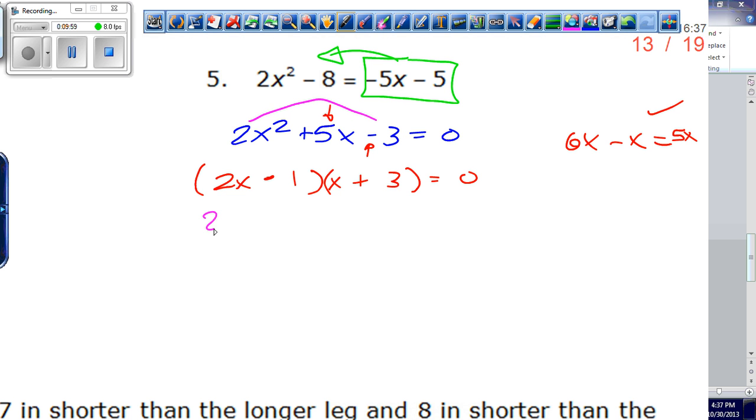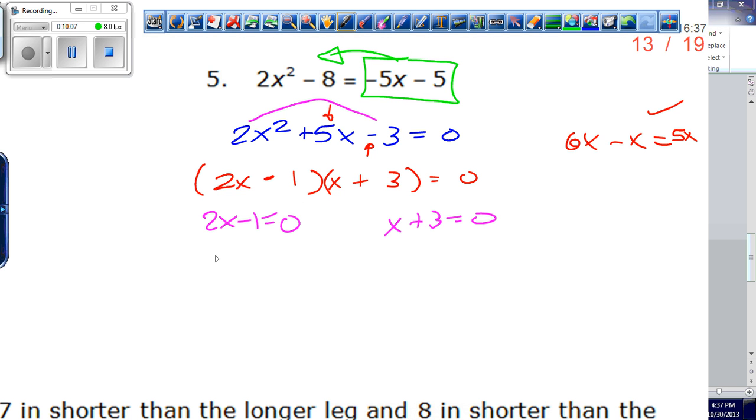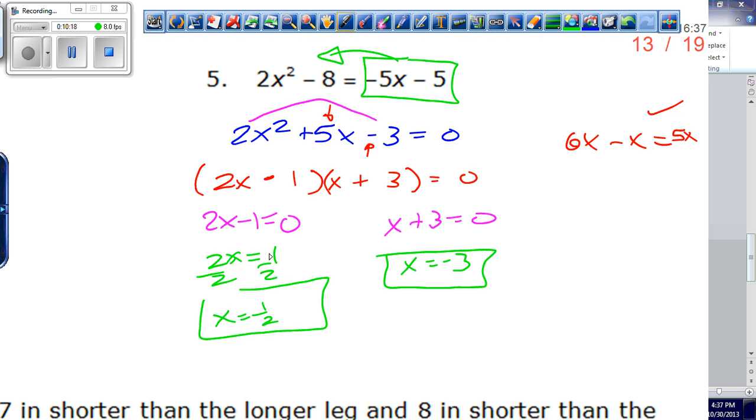The third step is to set each part equal to 0. So 2x minus 1 equals 0, and x plus 3 equals 0. The last step, solve for x. 2x equals 1. Divide by 2. So x is 0.5 or 1/2. And x is -3. So those are my two answers there.